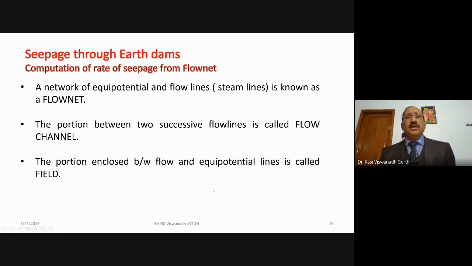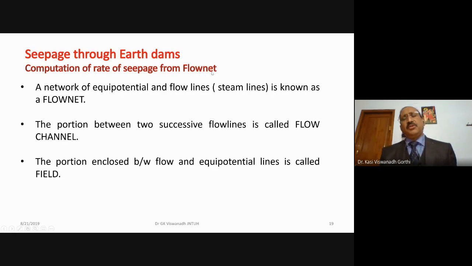So this video mainly provides the details of how the water flows within the body of the dam, that is, the seepage line, the phreatic line, and its position. In more detail now, we will see seepage through the earth dam and how to compute the rate of seepage from this flow net analysis.